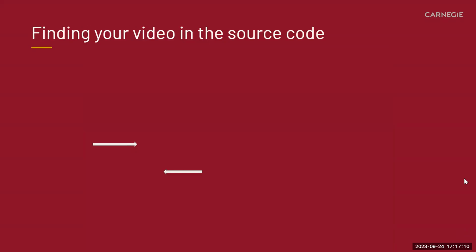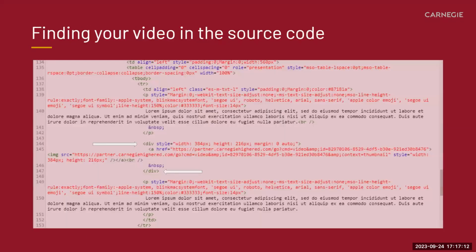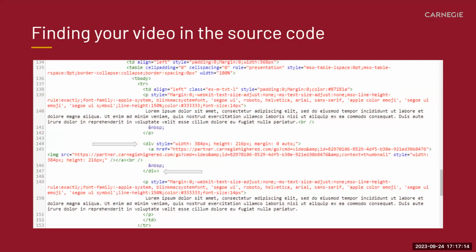Once you're done recording your video, you can save the video code and it will be embedded into the email source code. It can be found within the div tags wherever the video is within the mailing itself. This code can be moved around in the HTML just like you would move an image.